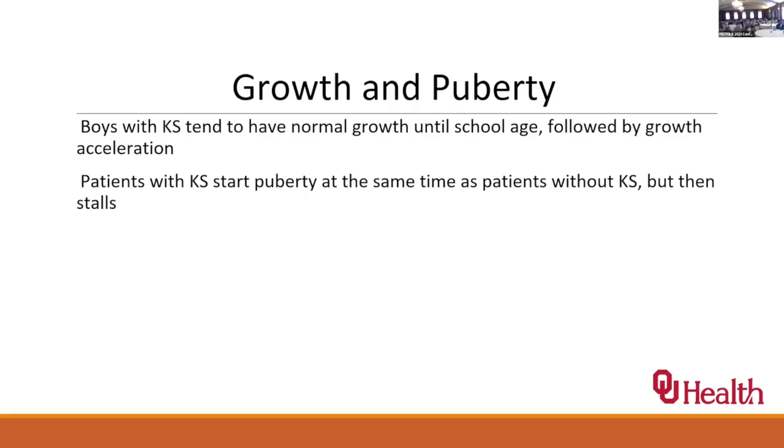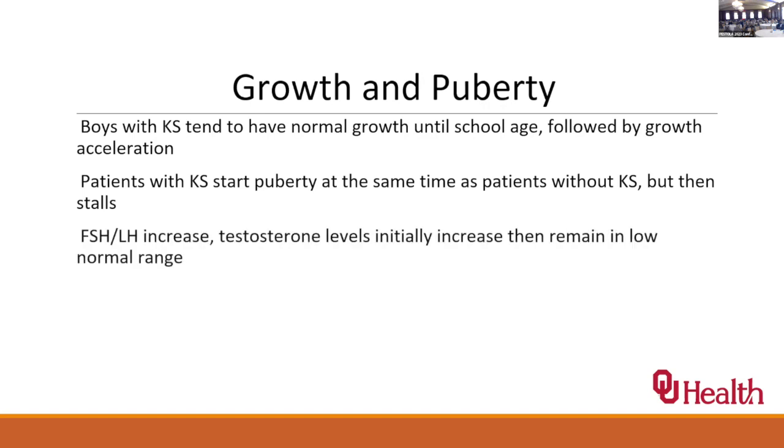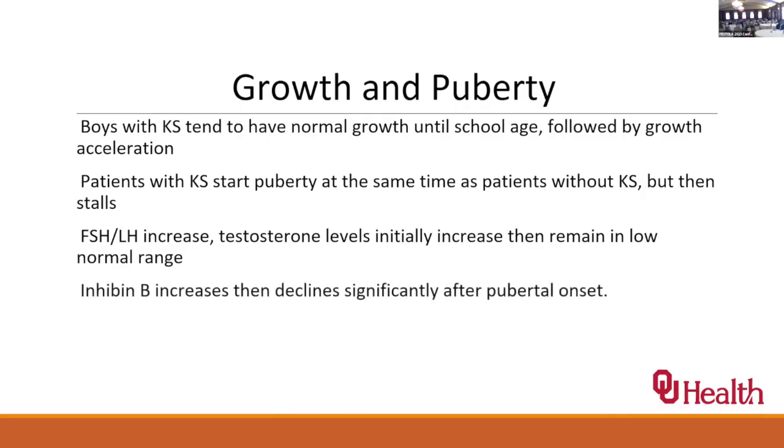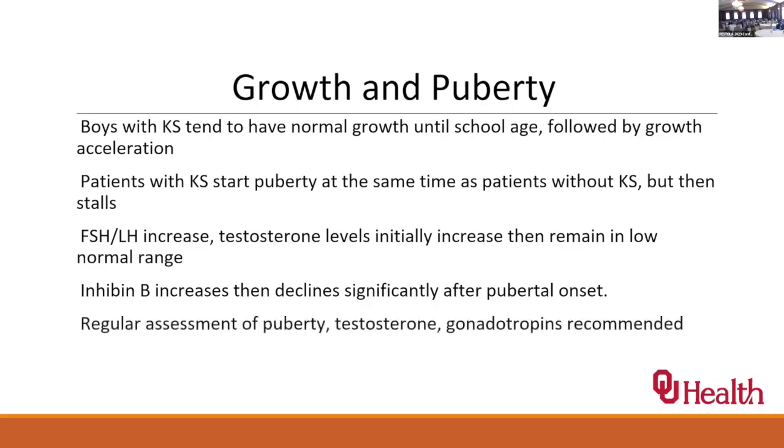But as many of you know, puberty then will stall out over several years. During this time, we have gonadotropins increasing with testosterone, which then will also kind of plateau. And then inhibin B will do something similar. So increase initially and then decline significantly after pubertal onset. And so the recommendation, of course, is to get regular testosterone and gonadotropins over the course of puberty, but how often, maybe a little bit unclear.